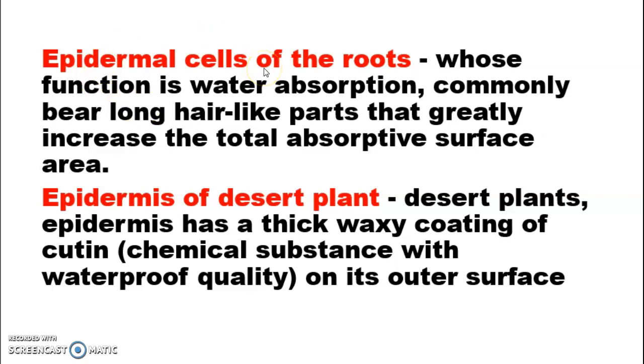And the root epidermis increases its area by forming hair-like structures so that they can absorb more water. And in desert plants, they provide a thick waxy coating of cutin so that water cannot evaporate from the surface of the plant, because water is very scarce in the desert area. So this is all about simple permanent tissues and epidermis, and in our next video we will discuss complex permanent tissues, that is xylem and phloem.